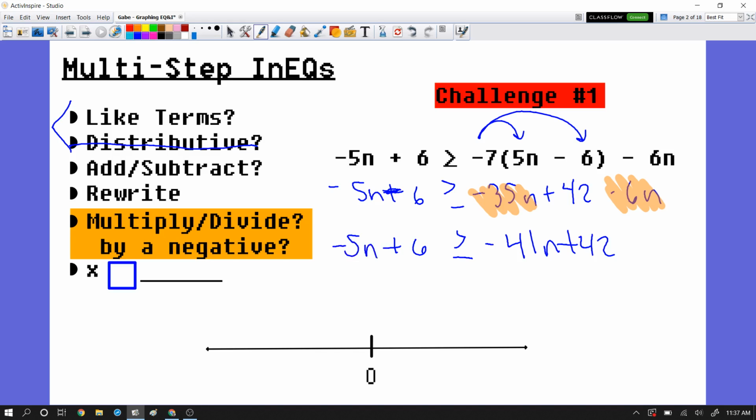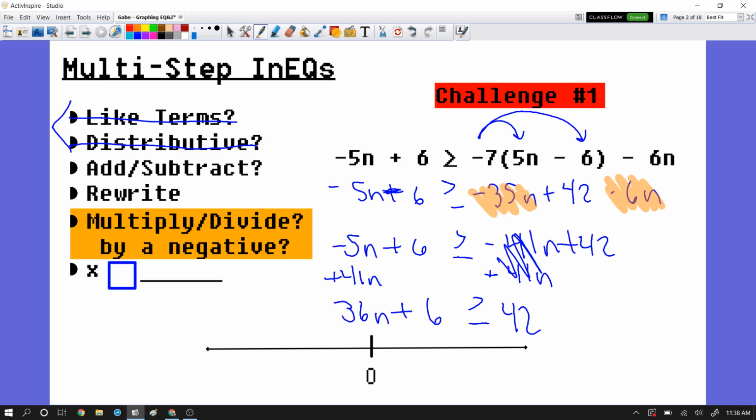And now we don't have any other like terms, but can we add or subtract? Well, before we can do that, we have variables on both sides. Start with the smallest variable. Okay, so that gets rid of that. We're left with 42, 6, and what is that? 36, 41, 40, 39, 38, 37, 36. Just making sure.